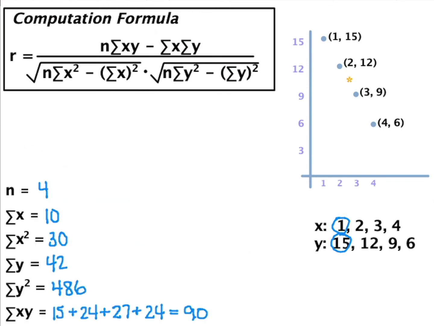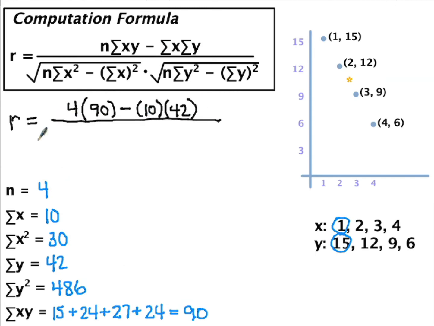Let's see how the formula goes. R equals n times sigma xy minus sigma x times sigma y. That's not too bad. Like I said, it looks scarier than it is. On the bottom, a couple square roots. This one is n times sigma x squared minus sigma x squared. You'll see the difference between those. Same thing, only y values.